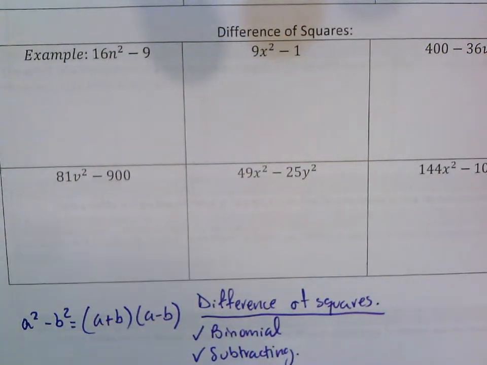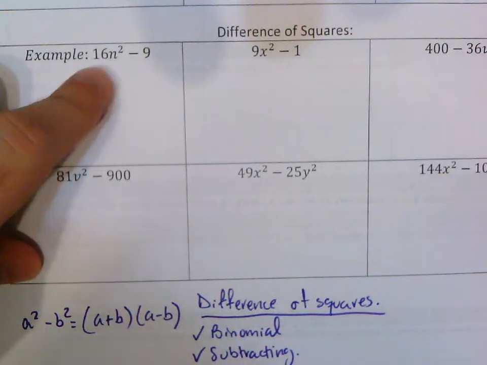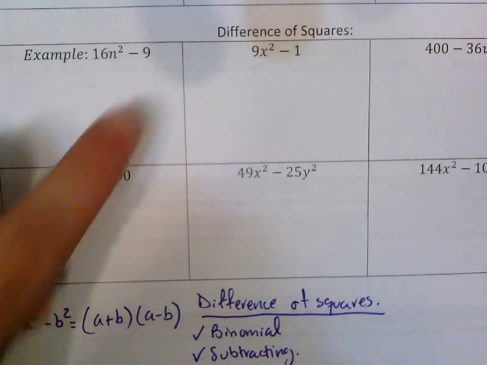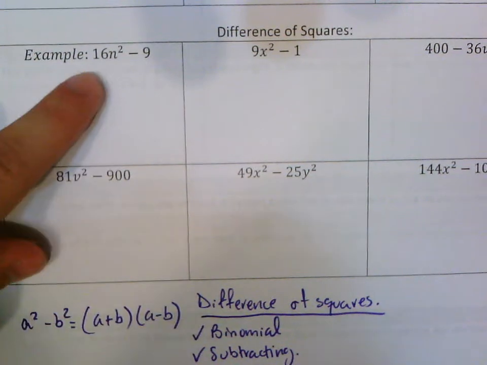So say that you have 16n squared minus 9, and I need to factor this. So let me go through that list and make sure that all these things are true. First thing, is it a binomial? Well, it is. I have 2 terms. Second, is it subtracting? It is. And lastly, both terms are perfect squares.